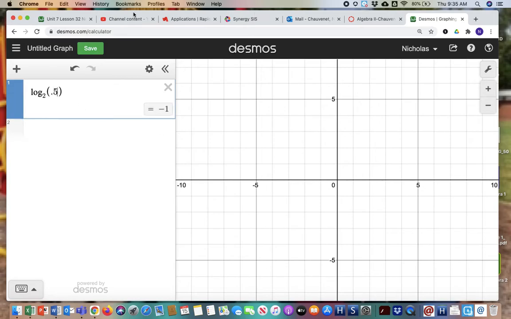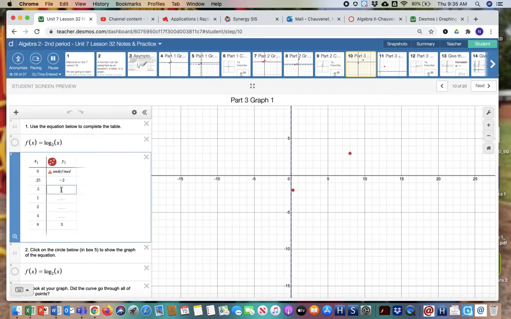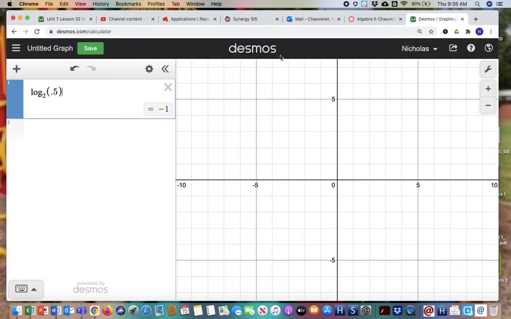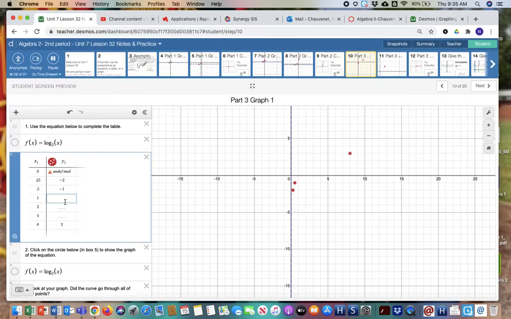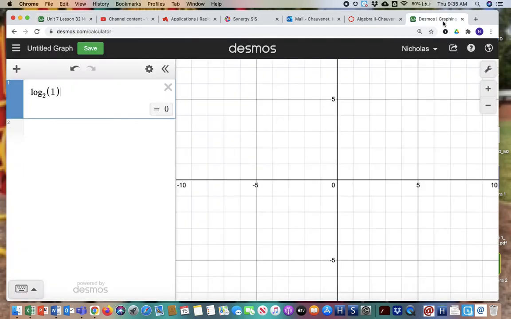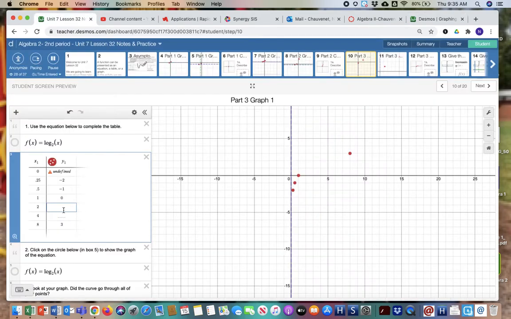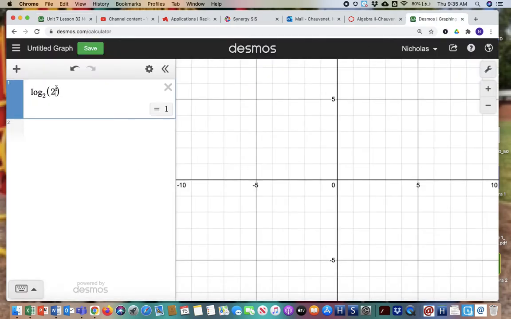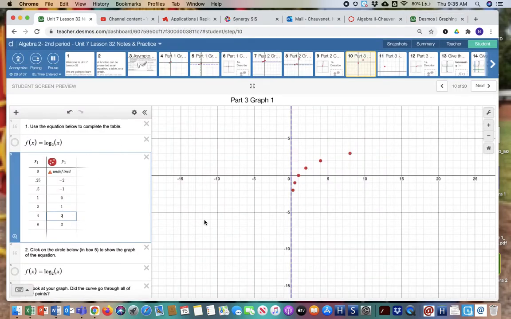So everybody see how it's -1, -1. Okay, now I'm going to put a 1 in here. We get 0. Now I'm going to put a 2 in here. We get 1. I put a 4 in here. We get 2. And really, what a log does is it helps us to find an exponent we don't know.